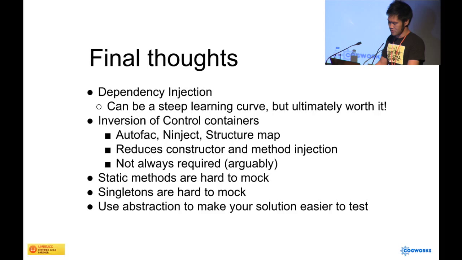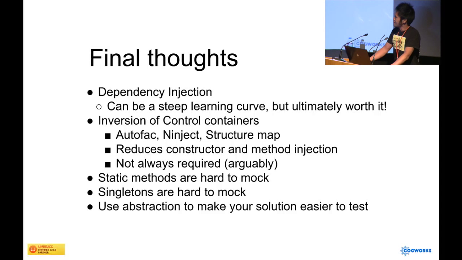Just quickly about inversion of control containers, I don't really use them that much. These are some quite popular ones: Autofac, Ninject, and StructureMap. They reduce the necessity to inject things into your constructors and into your methods. They're arguably not always useful, but I definitely can see the use for them. I haven't used them here in this example though.